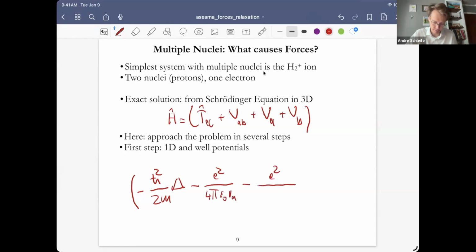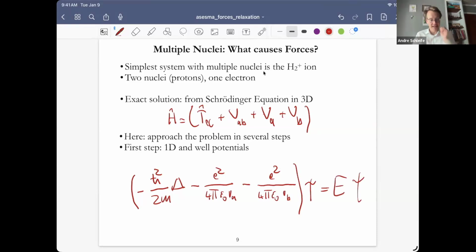So this is the Hamiltonian, 4 pi epsilon 0 R B. That's in principle the Hamiltonian we have to solve. And then you talked about the Schrödinger equation. So we have a wave function, and that equals energy times the wave function. So this is what we would have to solve.